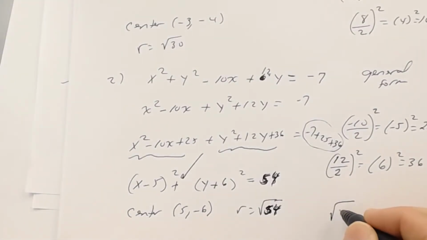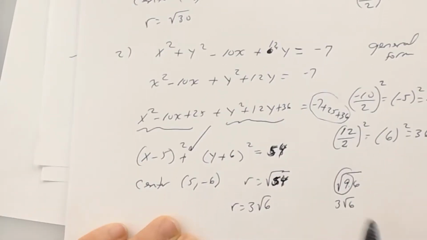So I can write this as 9 times 6, right? And what's the square root of 9? 3. So that's 3 square root of 6. So your radius is 3 square root of 6. Now, if you left the square root of 54, you'd get most of your points, but you wouldn't get all of it because you didn't follow the directions. What were the directions? Simplify the radical.